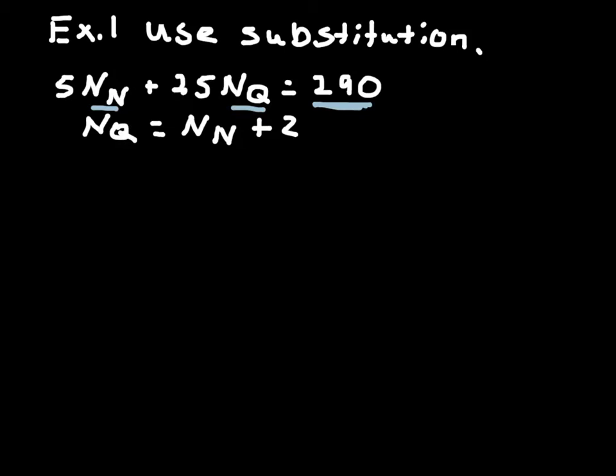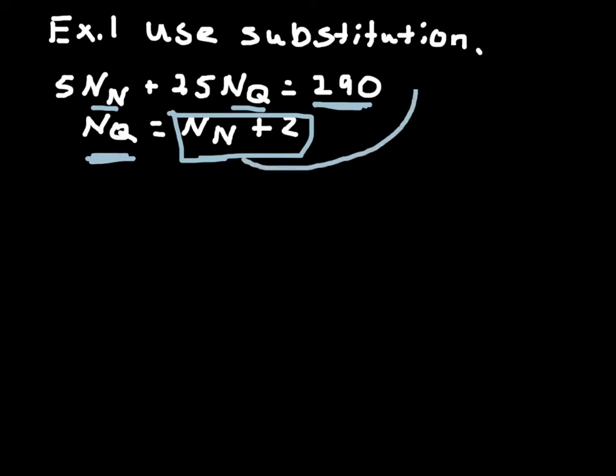Now the second equation, I know that the number of quarters is equal to the number of nickels plus 2. Now we're going to use substitution on this because really it's set up for substitution. I know what N_Q is. N_Q is equal to this. So what I'm going to do is take that N_N, or number of nickels, plus 2, and substitute it into the other equation right there.